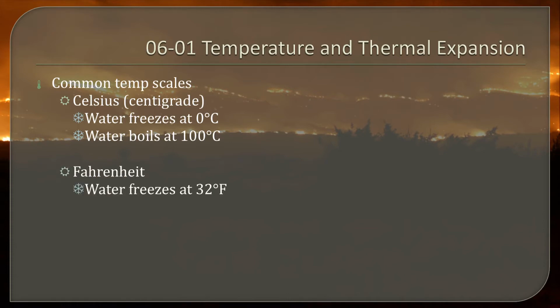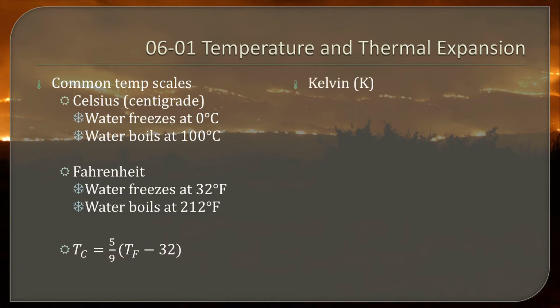In the U.S., we use the Fahrenheit scale, where water freezes at 32 degrees Fahrenheit and boils at 212 degrees Fahrenheit. To convert, temperature in Celsius is 5/9 times the temperature in Fahrenheit minus 32.